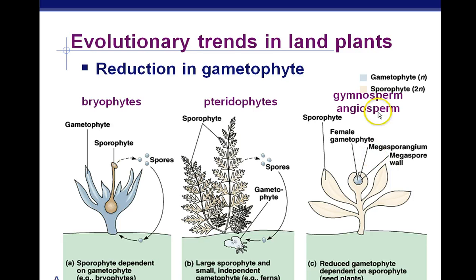Then here we have gymnosperms and angiosperms. Notice the gametophyte is microscopic, it's reduced, and it's within and protected by the sporophyte. Here we don't have that. This is an adaptation for land plants to protect the delicate gametophyte.